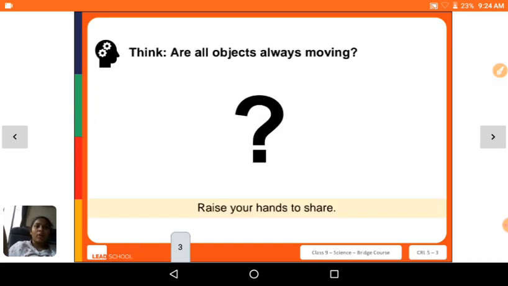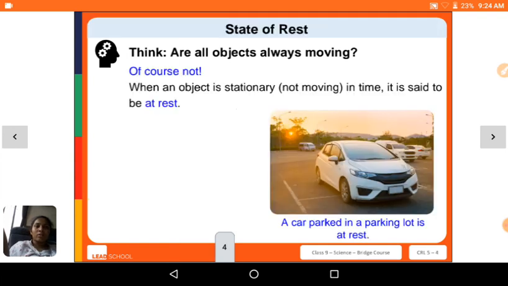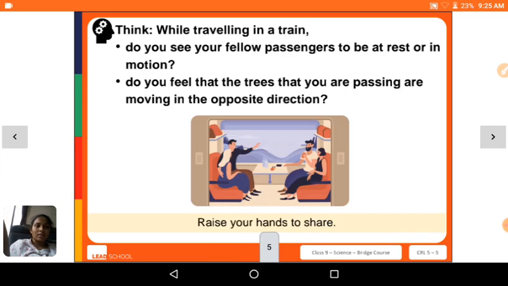Are all objects always moving? Of course not. When an object is stationary in time, it is said to be at rest. When a car is parked in a parking lot, it is at rest. While traveling in a train, do you see a fellow passenger to be at rest or in motion?